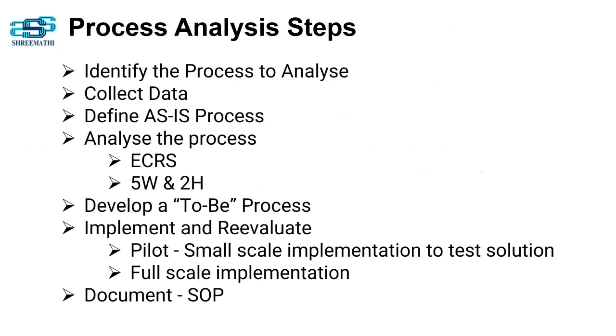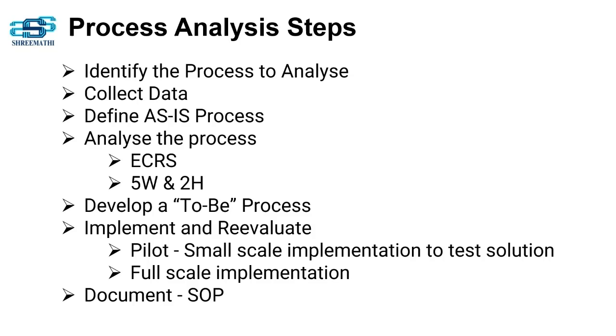Let's look at process analysis steps. The first step is to identify the process to be analyzed. Begin by selecting the specific process you want to analyze. It could be related to manufacturing, customer service, logistics, or any other area within your organization. Next one is collect data about the process. Gather as much information as possible about the chosen process. This includes understanding the steps involved, the people or departments involved, and any other relevant documentation.